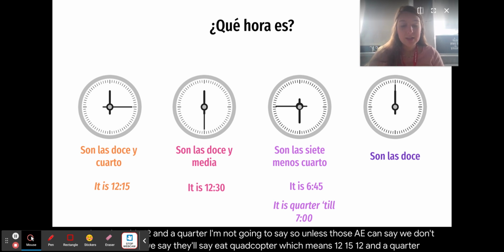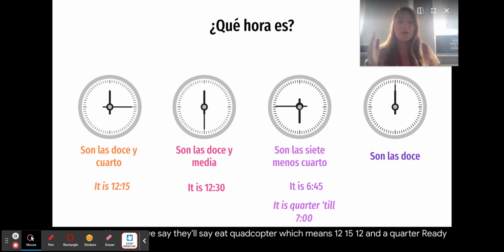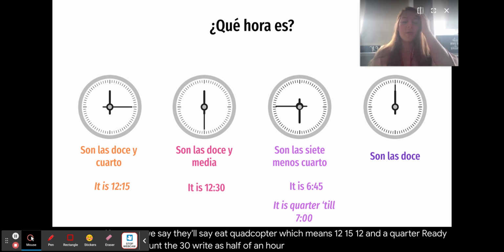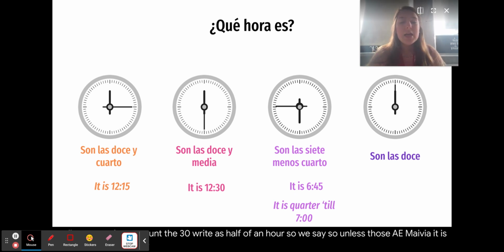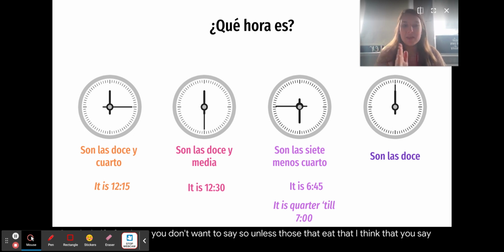How about 12:30? Well, we are going to count the 30 as half of an hour. So we say son las 12 y media. It is 12 and a half of an hour. You don't want to say son las 12 y 30. You say son las 12 y media, because media stands for half an hour.